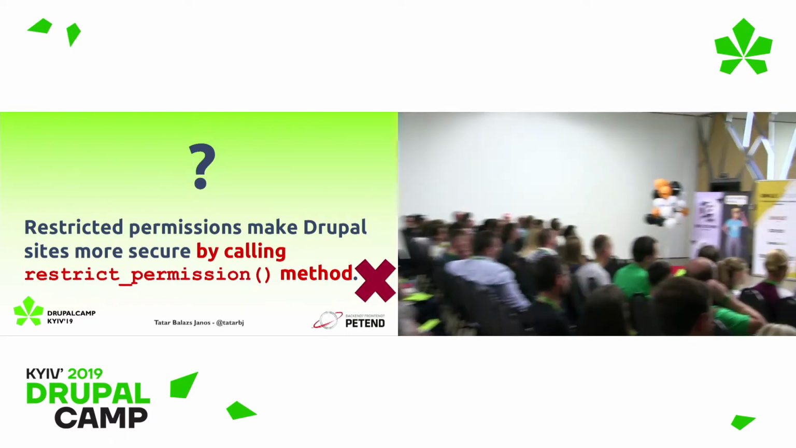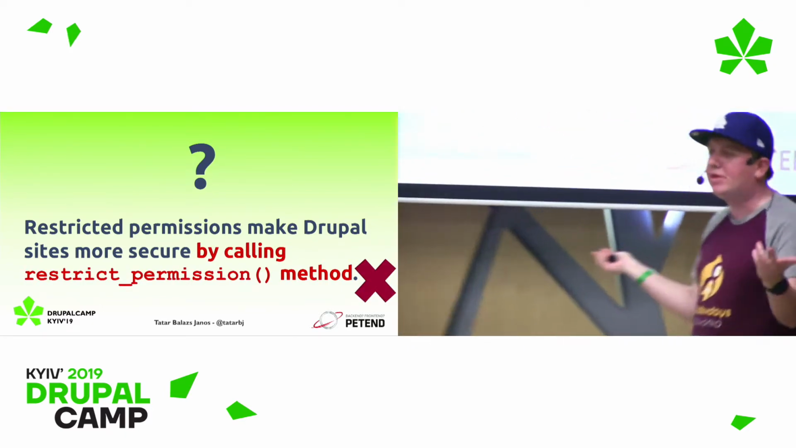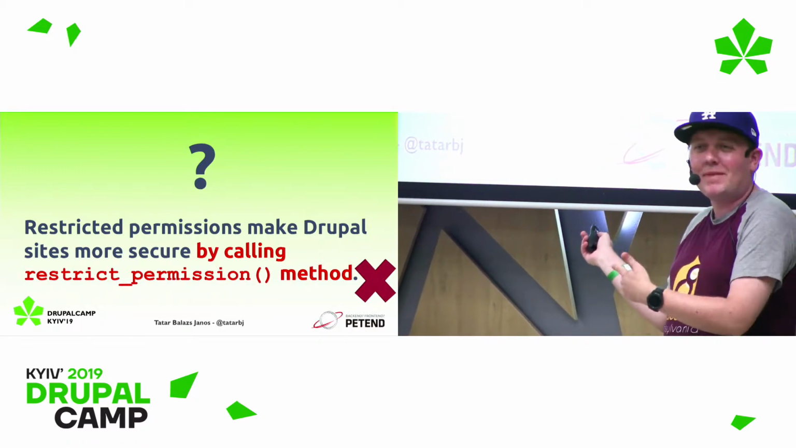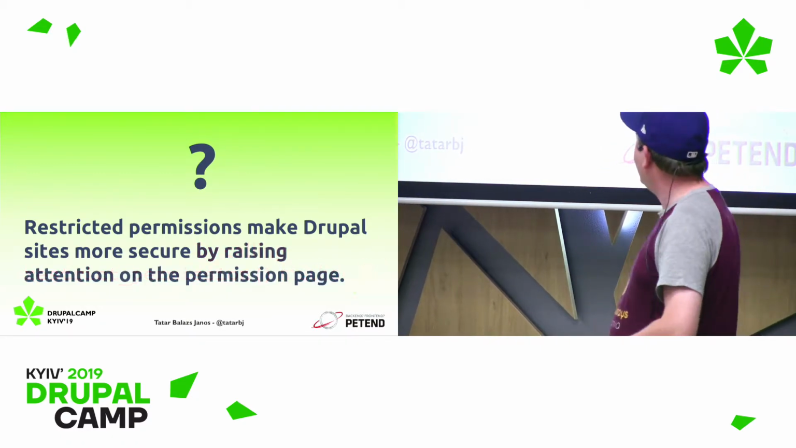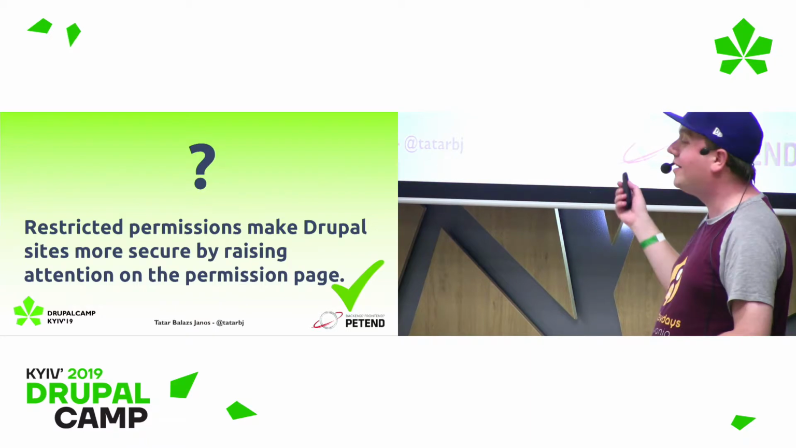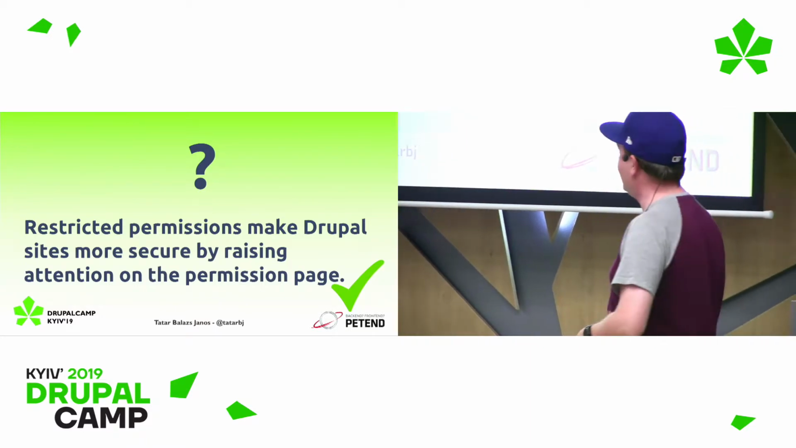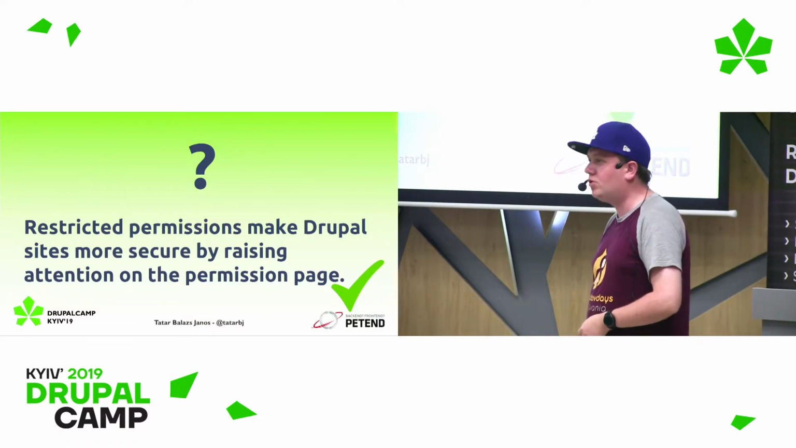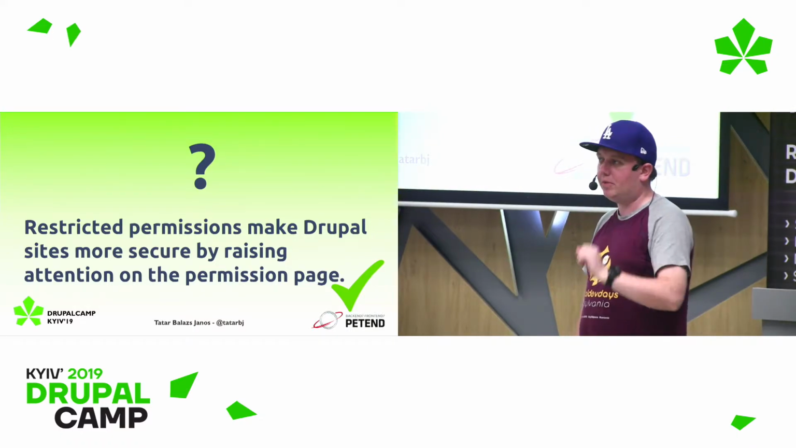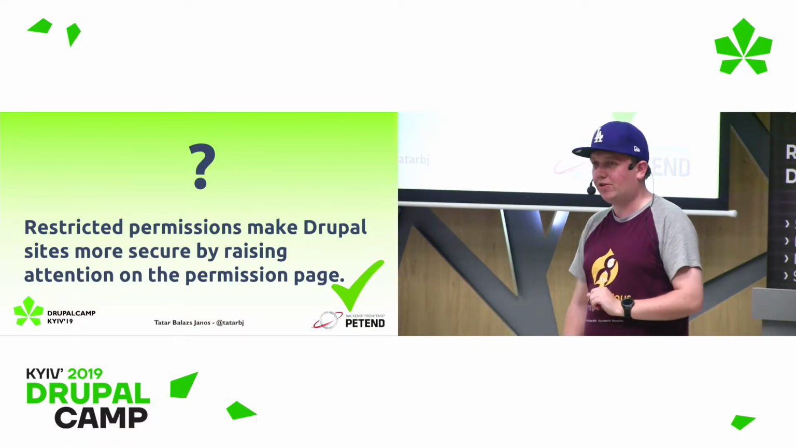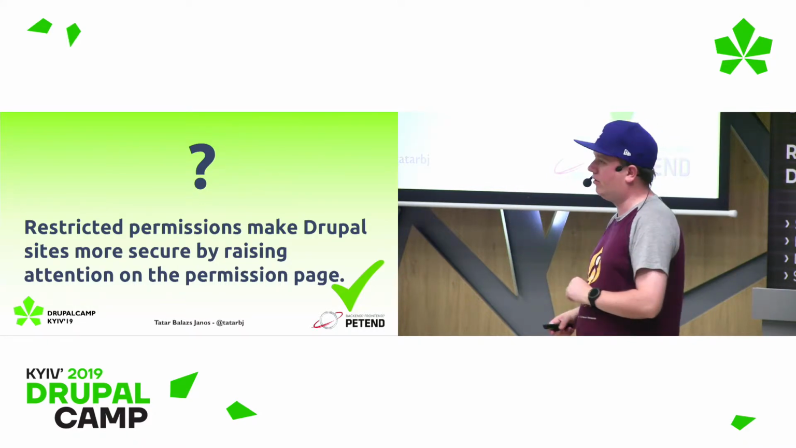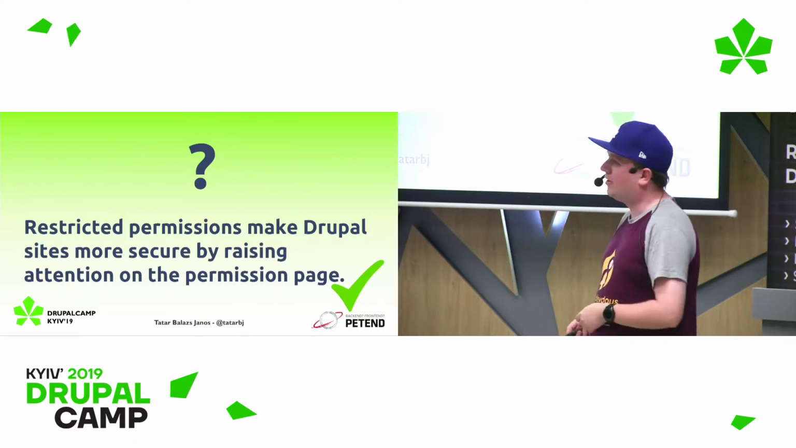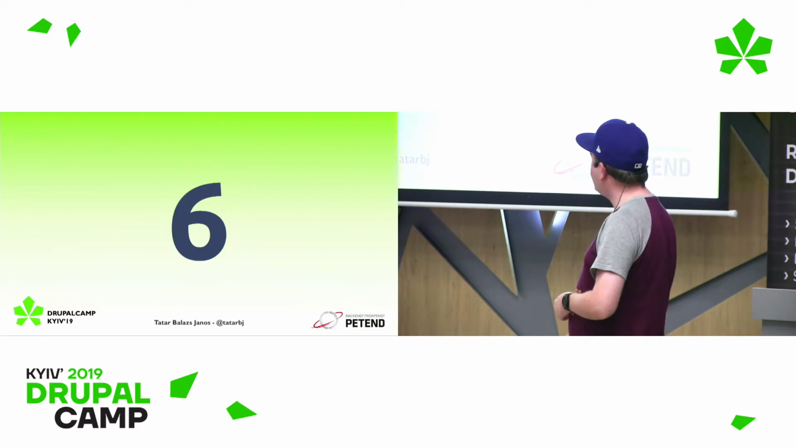This is not correct. I mean, seriously, there is no restrict permissions. That method just doesn't exist in Drupal. What the restricted permissions do is basically raising awareness on the permissions page to not give that particular permission to untrusted user roles. There is a warning under all of them. Sorry, dudes. Here comes the number 6.